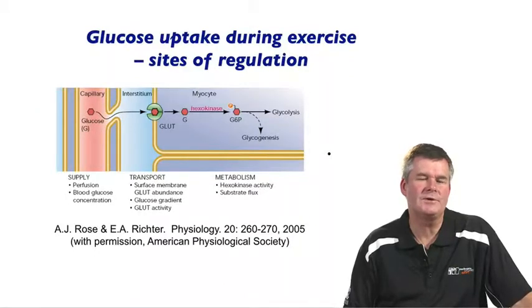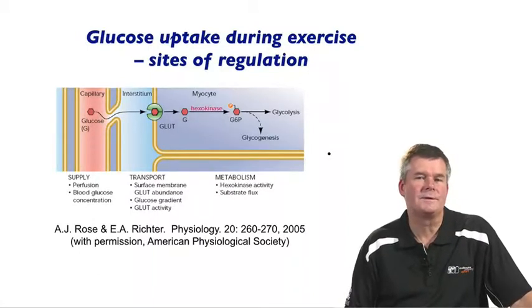In terms of the regulation of glucose uptake into muscle, we need to remember that this process occurs by facilitated diffusion. And what that means is that we need a gradient for glucose to move from outside the muscle to inside the muscle, and we need a special transport carrier molecule to help get glucose across the membrane.